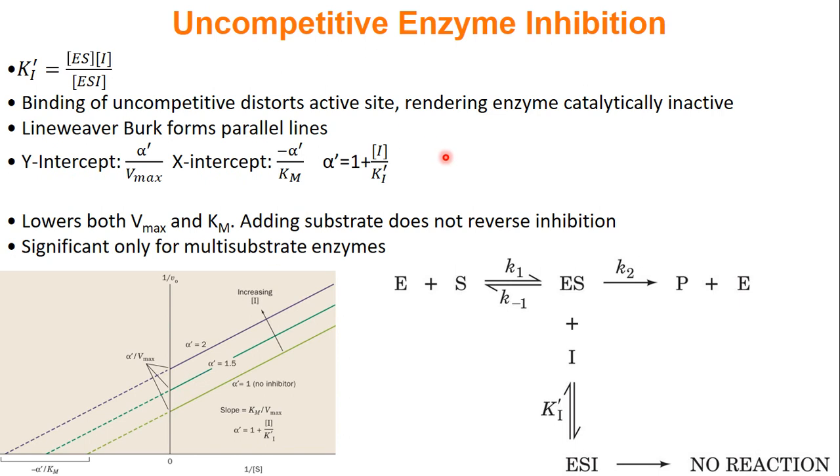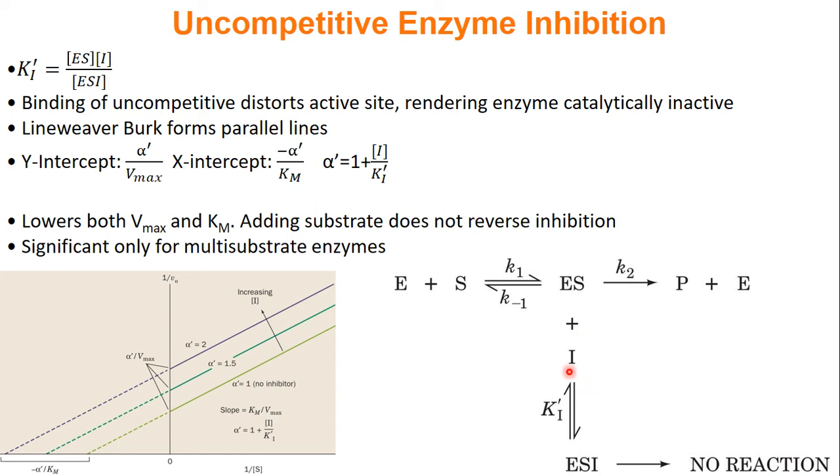Uncompetitive inhibition will bind somewhere other than the active site, but it will distort the active site so your substrate cannot bind or cannot complete its reaction normally. Here we have Ki prime. The prime is for uncompetitive inhibition. And you can see for uncompetitive, our Ki prime is a little bit different, where we have the free concentration of enzyme substrate complex, multiplied by the free concentration of inhibitor, divided by enzyme substrate inhibitor complex.